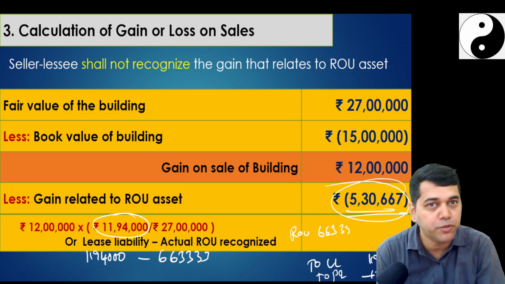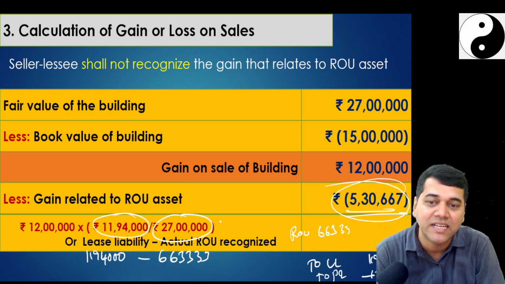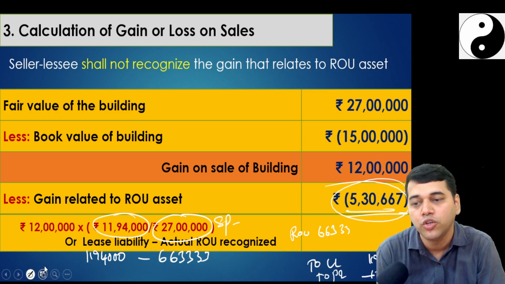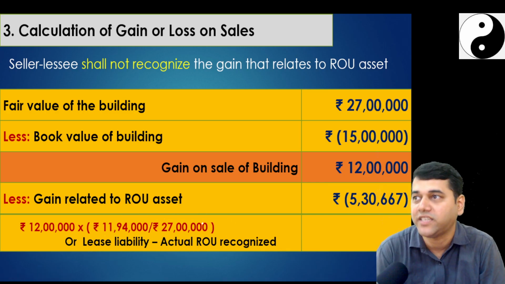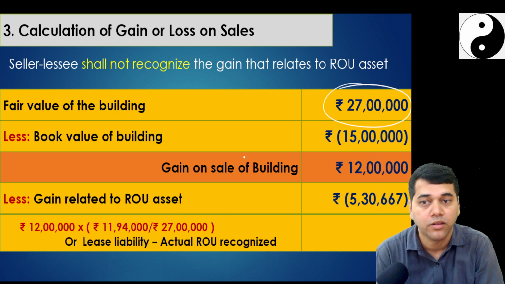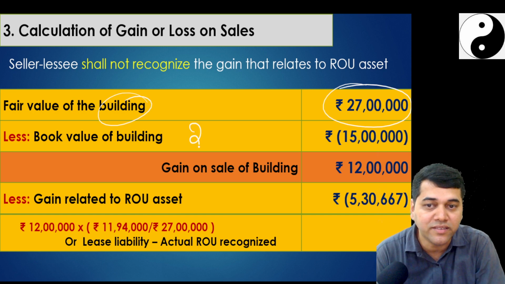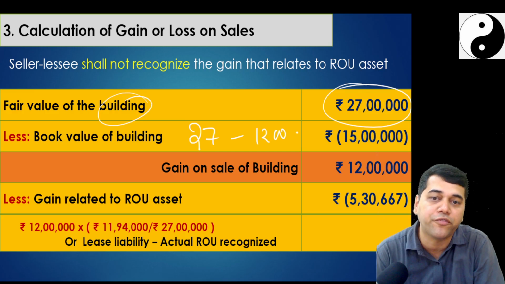So how much proportionate? See, for 27 lakh, the sale price related to your asset, building, total building, for 27 lakhs, you made 12 lakh profit.